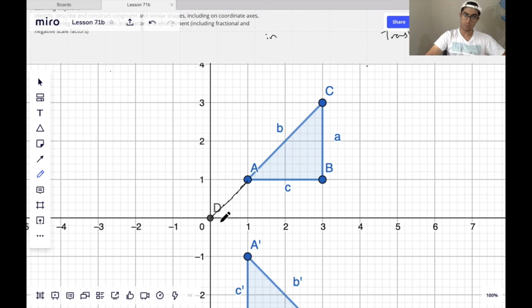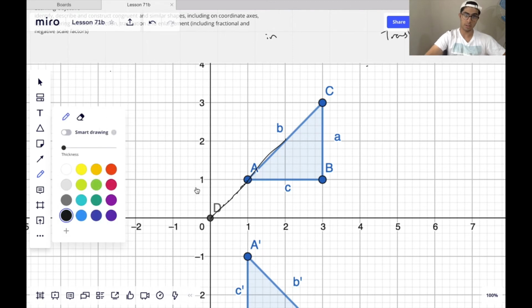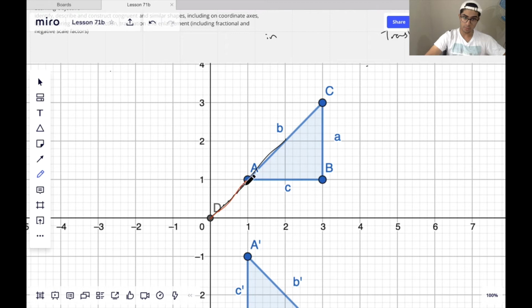If this length here is 1, we have to extend this line such that if it's a factor of 2, then the line is now twice what it used to be. So you're basically taking this line here and just stretching it out by the factor you need. If A was here initially, that's what the original line was. Maybe if I do this in red, this is the original line up to here.